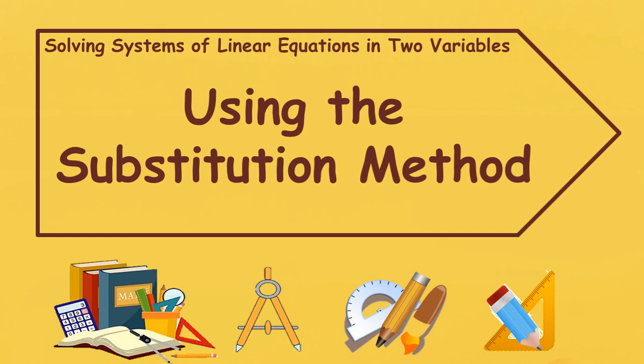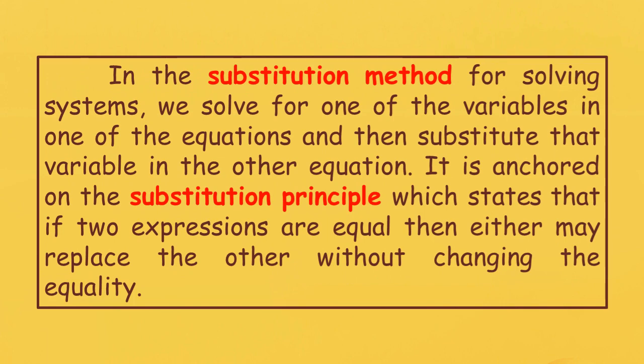For this lesson, we are going to use the substitution method on how we can solve systems of linear equations in two variables. In the substitution method for solving systems, we solve for one of the variables in one of the equations and then substitute that variable in the other equation. It is anchored on the substitution principle, which states that if two expressions are equal, then either may replace the other without changing the equality.